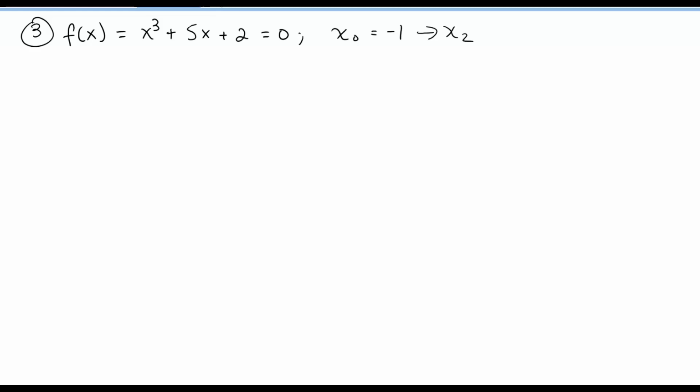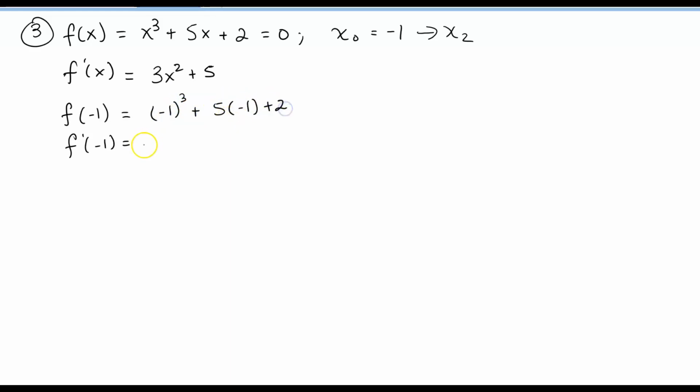All right, so we first find the derivative, and let's go ahead and do that. We've got derivative of x cubed, 3x squared, plus 5. Derivative of 2 is 0, so we're good. Now we find f of -1 and f prime of -1 so that we can apply Newton's method. All right, let's do that. And now we are ready to evaluate these. The first one we get something like -4, and the second one we of course get something simple like 8.